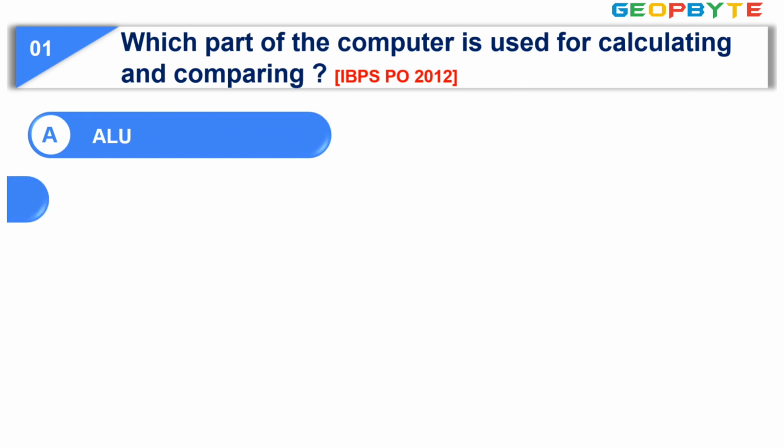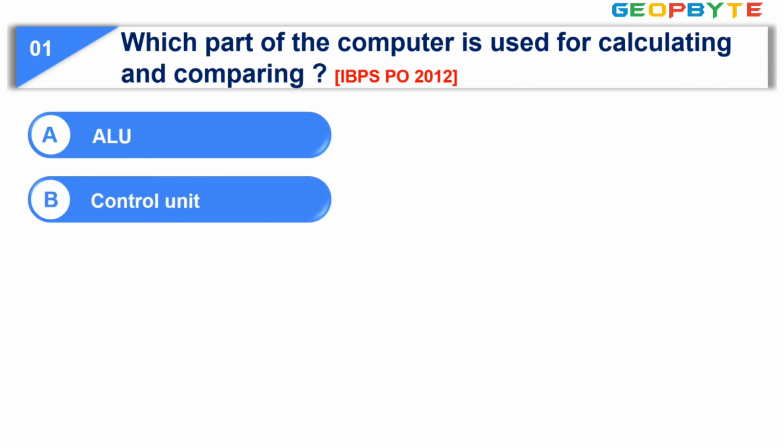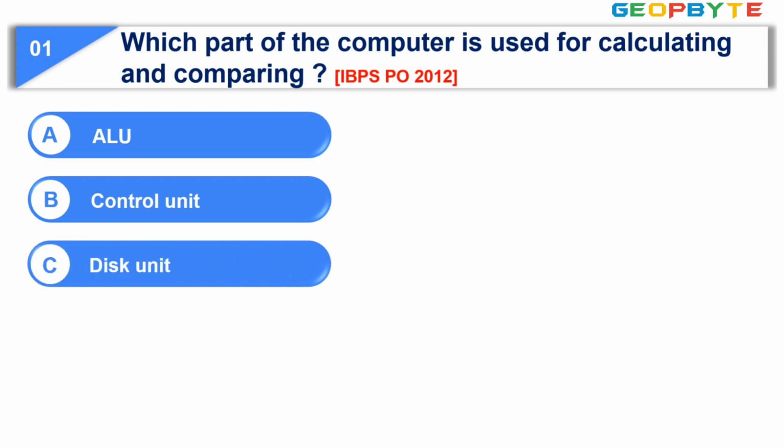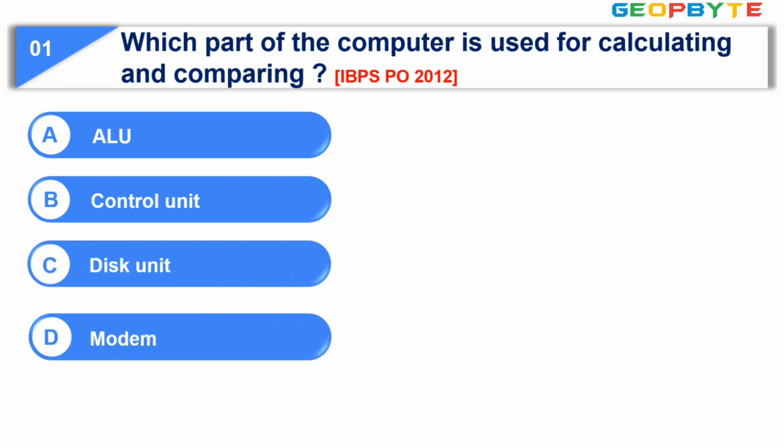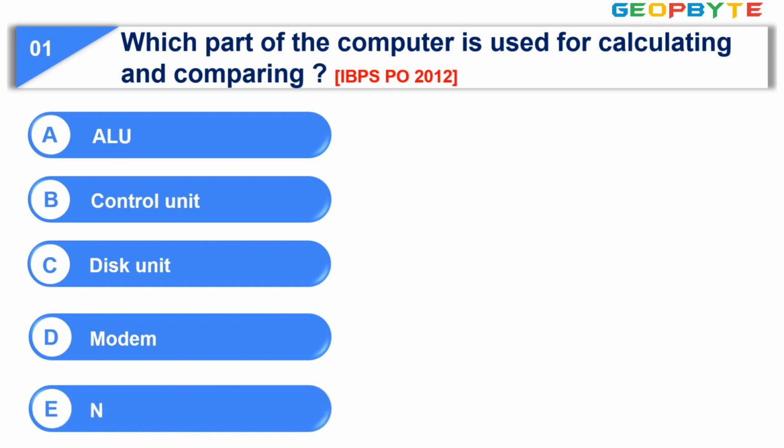Option A, ALU. Option B, Control Unit. Option C, Disk Unit. Option D, Modem. Option E, none of these. Arithmetic logic unit is responsible for performing calculations and comparisons. So the correct answer is option A, ALU. Next, moving to question number 2.